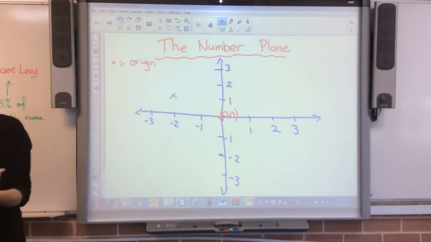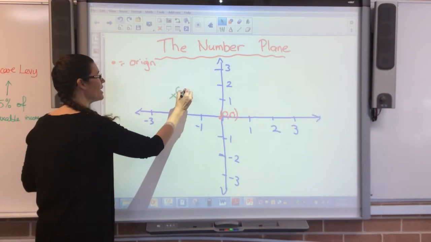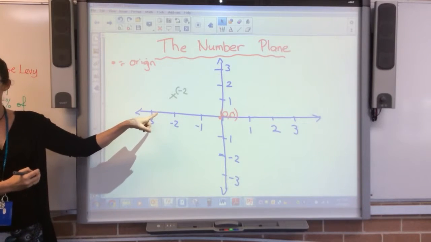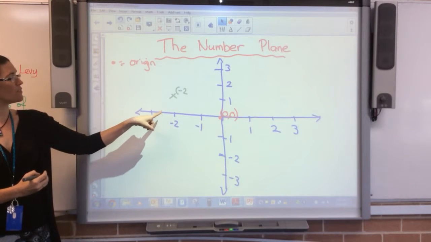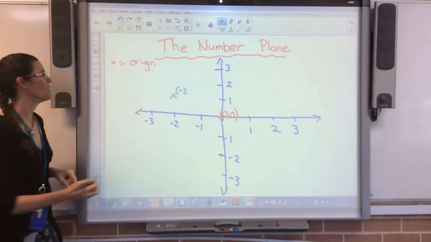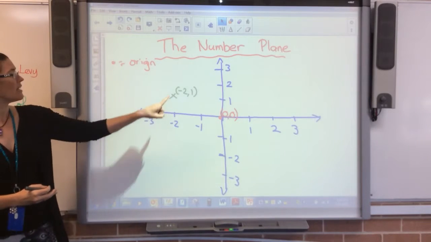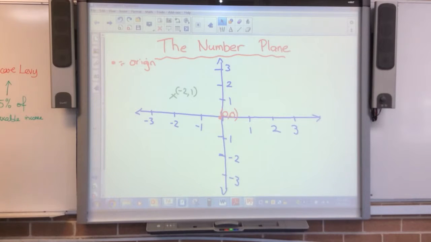So to show that I've gone backwards, I'm going to write my first point as -2. So I went back 2. Where did I go then? Did I go up or down? Up. Now remember, up is positive, so I've gone up 1. So my instructions to find that point are -2, 1. Remember, they must be in brackets so that we know they are together.